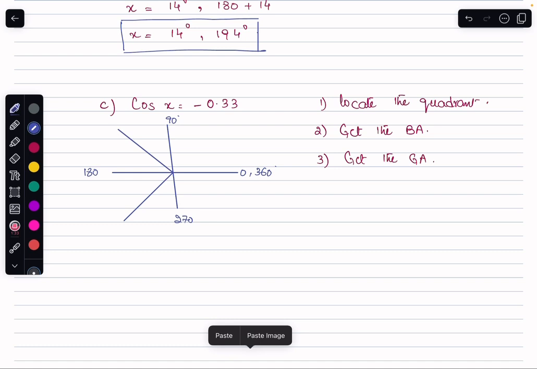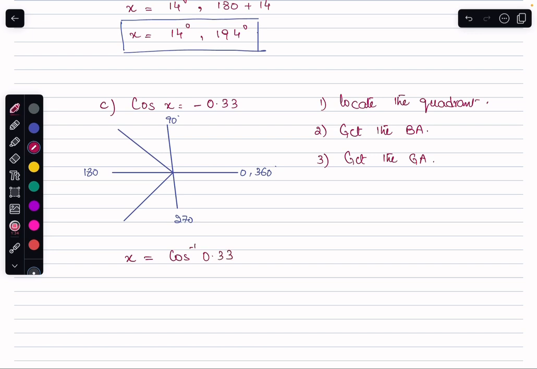Now we have to get the basic angle. We have done the part with respect to the negative sign. When we are getting the basic angle, because it is with respect to the x-axis, we shall no more be considering the negative sign. In fact, we will simply say that the x value is cos inverse 0.33.